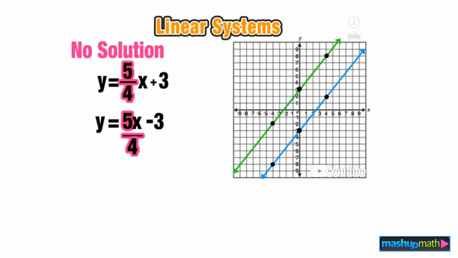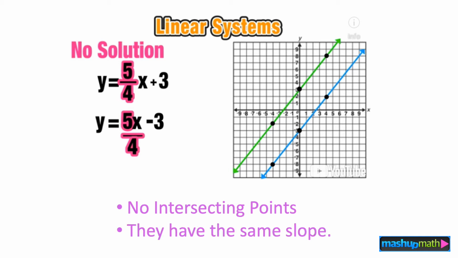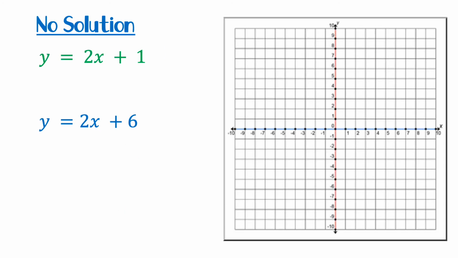Sometimes we have a system with no solutions. Parallel lines show that they will never intersect. These lines have the same slope, but a different y-intercept. No intersecting points, and they have the same slope. This is what we need to look for when we see the equations. If we find two equations have the same slope and a different y-intercept, we know that they are parallel and therefore have no solution. Let's look at an example.